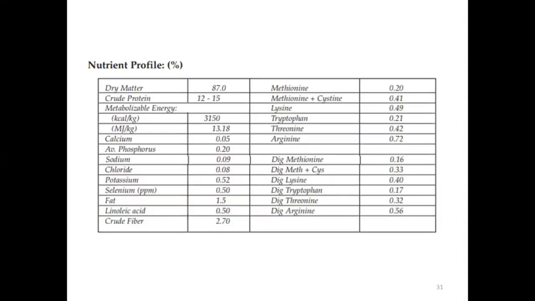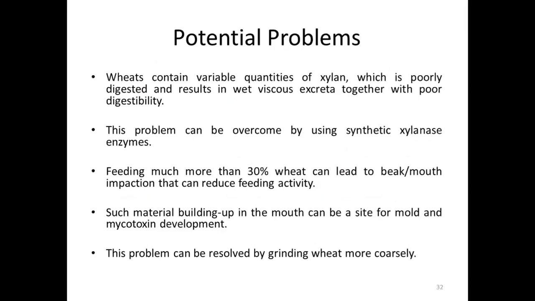Crude protein, as I have already shown, varies from 12 to 15%, and metabolizable energy is slightly near to maize. That is the different amino acid level of the wheat. So what are the potential problems while using wheat? As discussed earlier, wheat contains a variable quantity of xylans, which are poorly digested and result in wet droppings, together with poor digestibility. This can be overcome by using synthetic xylanase enzymes.